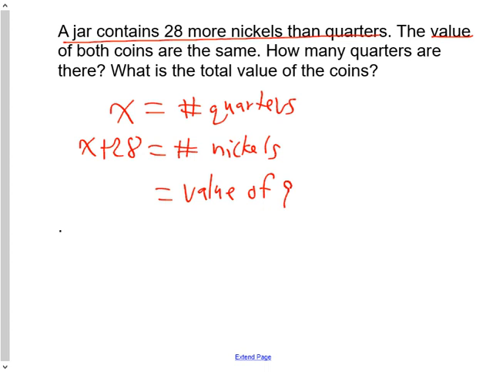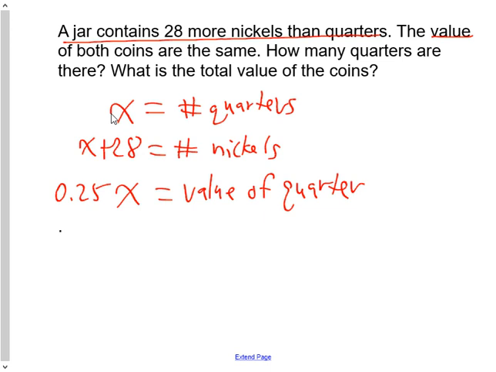So if x represents how many quarters you have, how will I translate that x into the value of the quarters? What will I do to x to get the value? If x represents the number of quarters, what algebraic expression would represent the value of the quarters? Multiplied by 0.25. So if I take 0.25 and I multiply it by how many quarters I have, x quarters, that would be the value of the quarters.